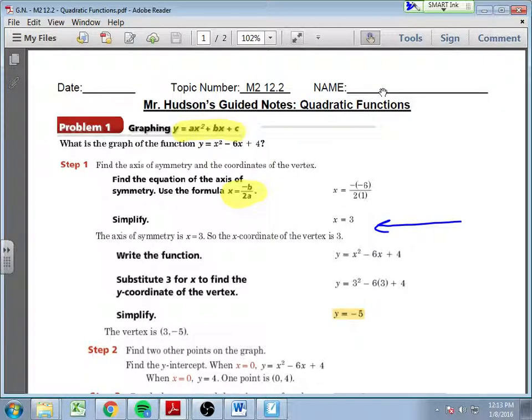They pull out the b, which is -6, so the negative of -6 will turn into +6. Then 2 times your a, well, I don't have a coefficient, so we know it's actually 1. So 2 times 1 becomes 2. And that just gets me to x equals 3. Anyone confused by how we found the x?